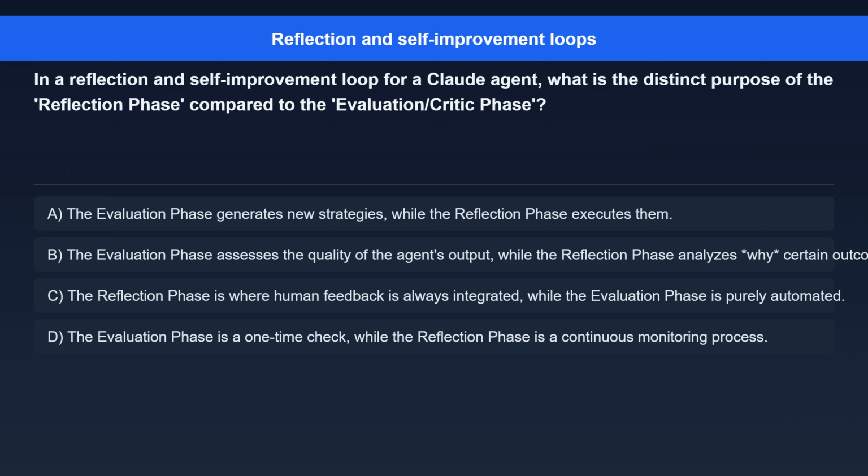Option B. The evaluation phase assesses the quality of the agent's output, while the reflection phase analyzes why certain outcomes occurred and plans for improvement. Option C. The reflection phase is where human feedback is always integrated, while the evaluation phase is purely automated. Option D. The evaluation phase is a one-time check, while the reflection phase is a continuous monitoring process.